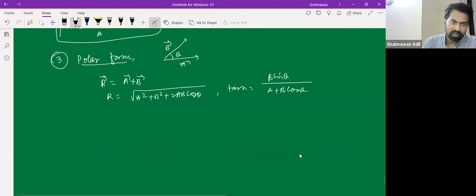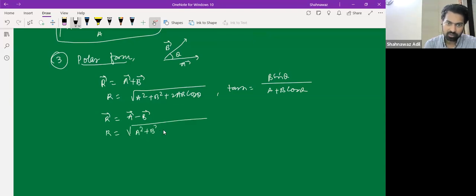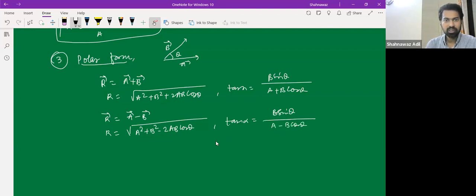Yeah. And then we also did this subtraction of vectors. So for this, we found out A square plus B square minus 2AB cos theta. And the angle was B sin theta by A minus B cos theta. Right. So this we learned in the polar form.